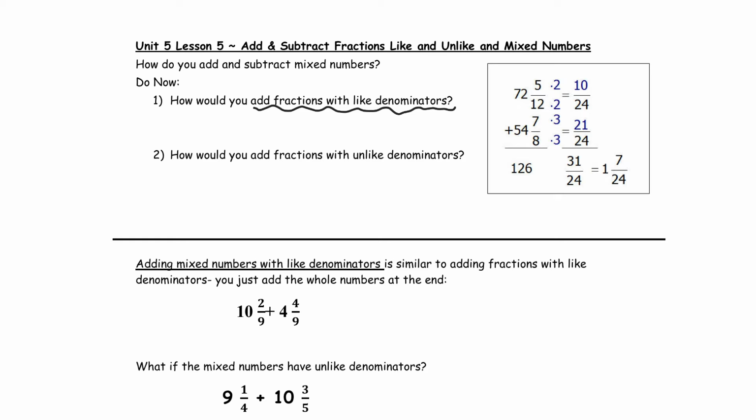So it's been a little while, so a couple of things we need to talk about. We have fractions, and then we have mixed numbers. A mixed number is a combination of a fraction with a whole number. When we are adding fractions with like denominators, or even mixed numbers with like denominators, what is it that we need to do?